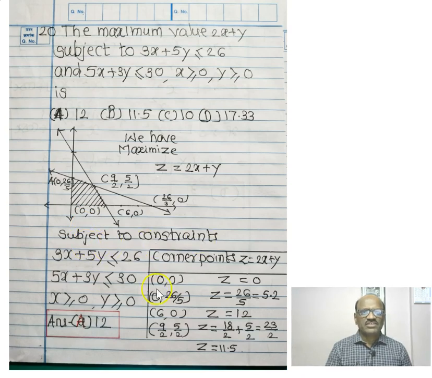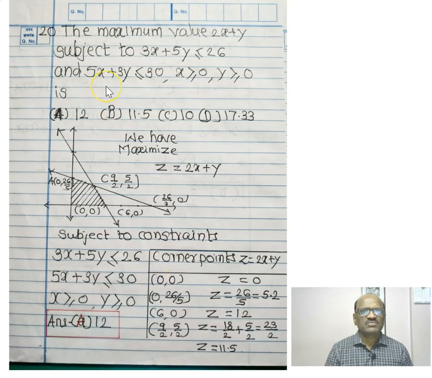That is subject to the constraints, the corresponding values of z = 2x + y. These are the points (0, 0), (6, 0), (9/2, 5/2), and (0, 26/5). For (0, 0), the value is 0. For (0, 26/5), its value is 5.2. And when the point is (6, 0), z is equal to 12. And next, for (9/2, 5/2), the value of z is equal to 11.5.